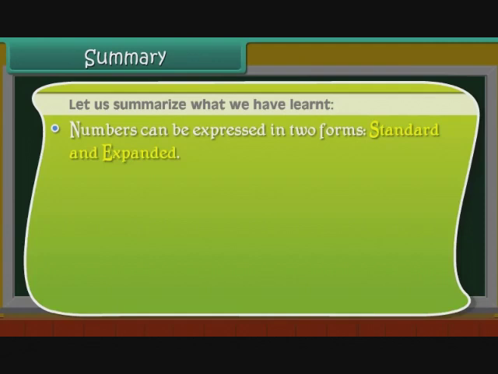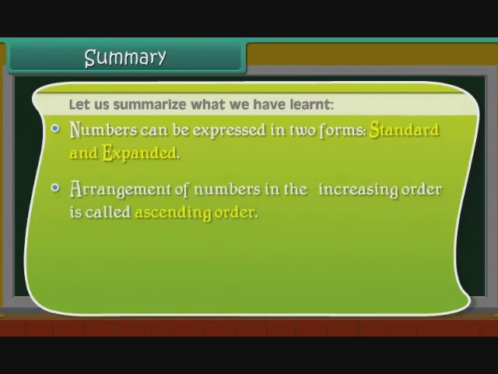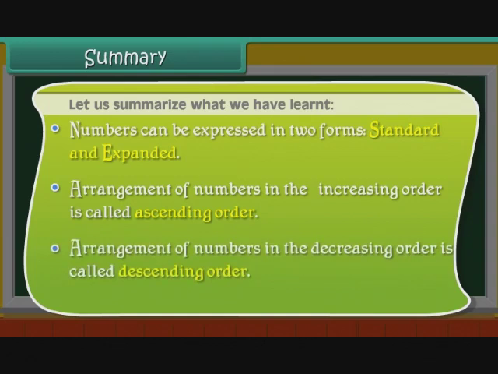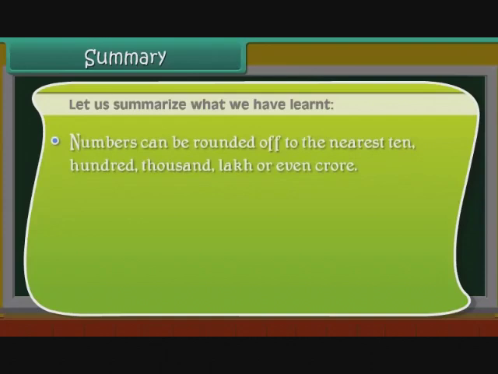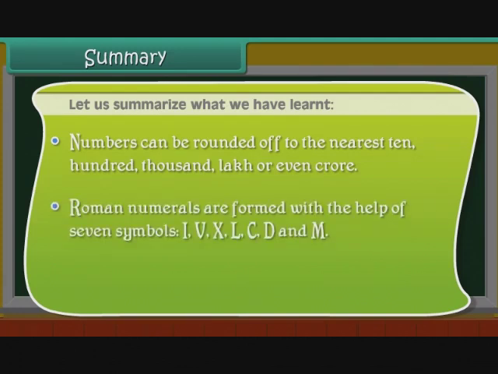Numbers can be expressed in 2 forms: standard and expanded. Arrangement of numbers in the increasing order is called ascending order. Arrangement of numbers in the decreasing order is called descending order. Numbers can be rounded off to the nearest 10, 100, 1000, lakh, or even crore. Roman numerals are formed with the help of 7 symbols: I, V, X, L, C, D, and M.